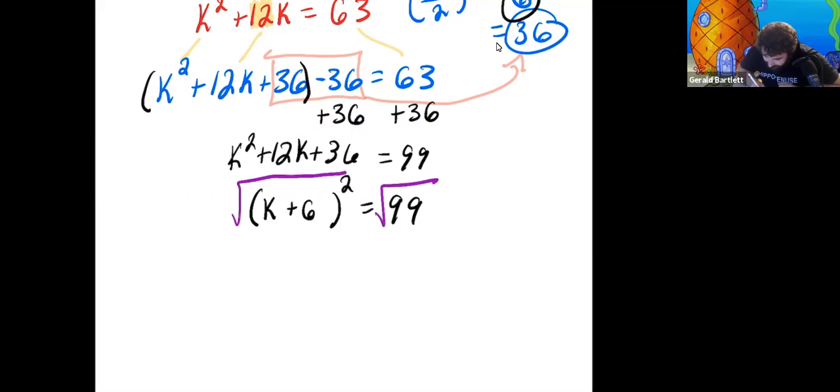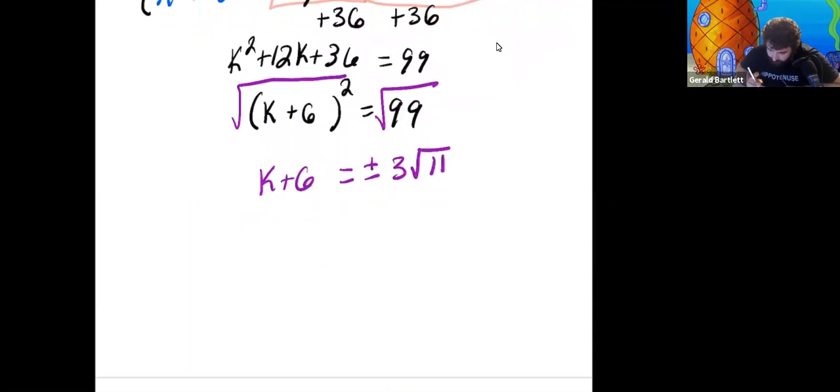So the square root of (k plus 6) quantity squared is k plus 6. The square root of 99 is going to be positive or negative 3 times the square root of 11. If you forgot how to do that, we did it in last week's video, or you can jump on anytime on Zoom and I'll show you how that works.